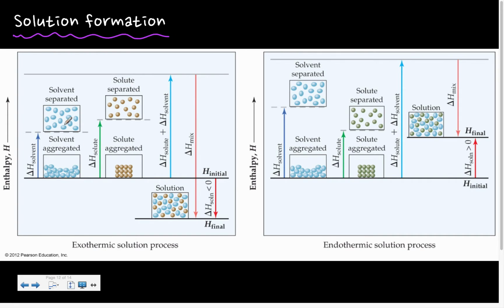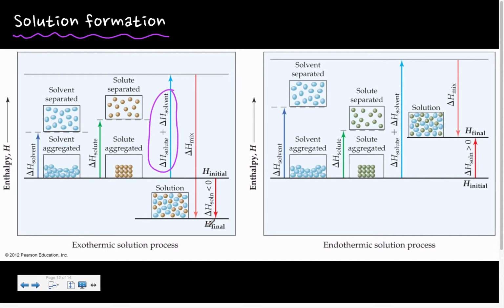If we think about separating things, like we talked about in the previous chapter, anytime we separate things, that costs energy. We have to separate my solute particles. Again, that costs energy. And that's what this part is: energy that has to go into the process to separate my solute and separate my solvent particles.